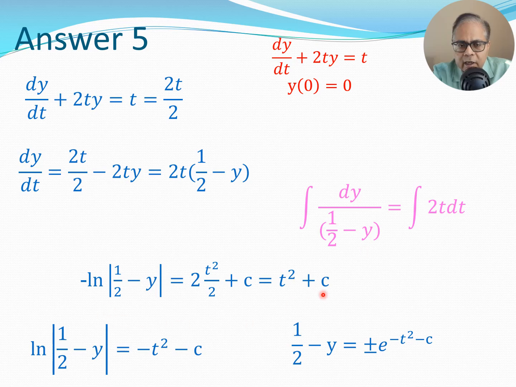Now, of course, I again do the usual integration. I get the log term on the left hand side. Here I get 2t square by 2 plus c, t square plus c. And again remember, log has this absolute value here, and the negative sign comes in because I have the minus y here. Now I write it like this. So essentially I've multiplied this equation by minus 1 on both sides, and then I take the power e on both sides, and I get half minus y equals plus minus e to the power minus t square minus c.